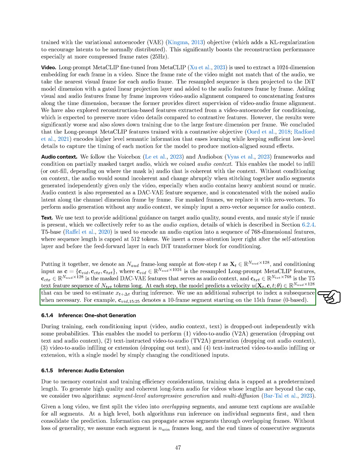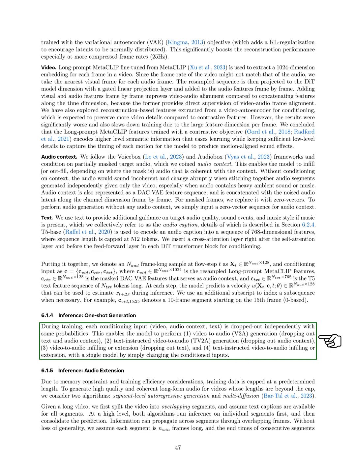Section: Inference, One-Shot Generation. In this section, we discuss our approach to inference during one-shot generation. During training, we independently drop out each conditioning input, such as video, audio context, and text, based on certain probabilities. This allows us to use a single model by simply altering the conditioning inputs.